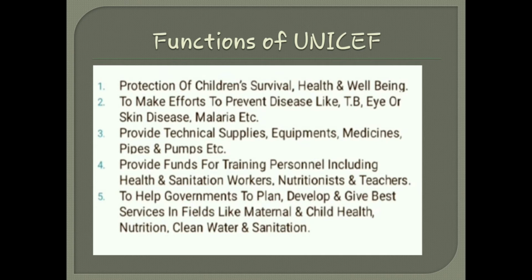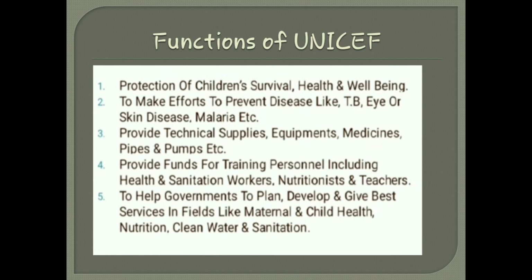Universal child immunization. So there are some diseases for which immunizations are to be given out, and this was taken up as one of the leading goals of UNICEF. UNICEF provided technical supplies, equipment, and other aids ranging from paper to textbooks, equipment and medicines to health clinics, to pipes and pumps for bringing clean water to villages. UNICEF assists governments to plan, develop, and extend community-based services in the fields of maternal as well as child health, nutrition, clean water, and sanitation.